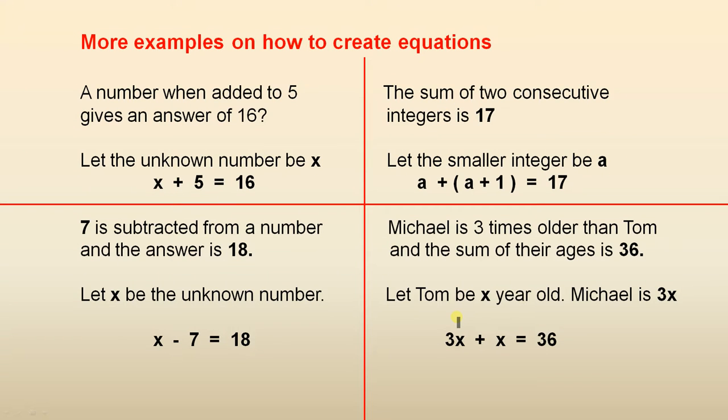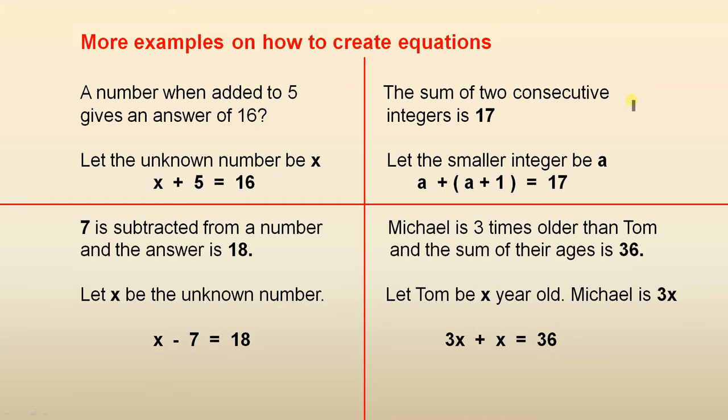Now here are some more examples, very straightforward and very similar to what we just saw. A number when added to 5 gives an answer of 16. Let the unknown number be x, so the number when added to 5 gives 16. That's your equation. 7 is subtracted from a number and the answer is 18. Let x be the unknown number. So if x is the unknown number, we subtract 7 from it and we get 18.